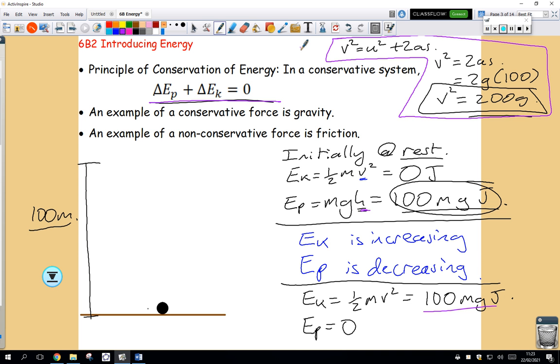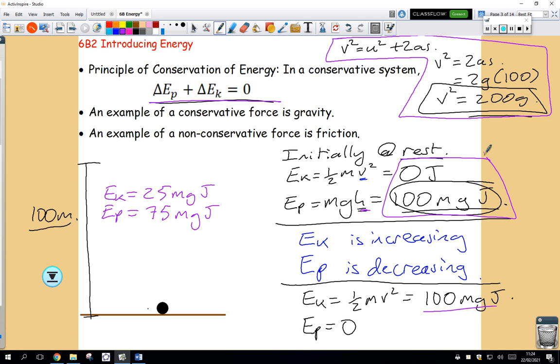At some stage along here, I don't know where, but at some stage, if its kinetic energy has increased to 25 mg joules, I guarantee that at that moment its potential energy will be 75 mg joules. I'm leaving out my units here. I know that because its total energy is 100 mg joules, so it's not changing.